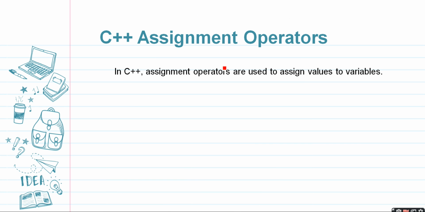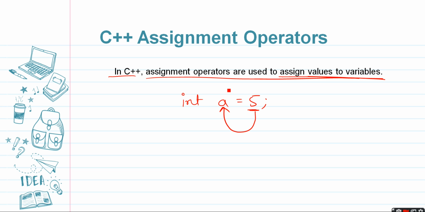What do we have next? Assignment operators. In C++, assignment operators are used to assign values to variables, right? If I say int a is equal to 5, then it is going to assign this 5 value inside this variable a. So this assignment operator is used to assign values, whereas double equal to is used for what purpose?